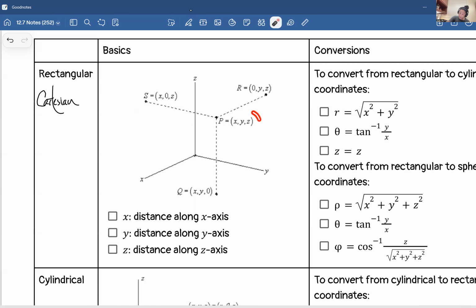So if I want to graph this point P, that is (x, y, z), x represents the distance along the x-axis, y represents the distance along the y-axis, and z represents the distance along the z-axis. And so we go out along the x, out along the y, and out along the z, and that's how we end up with point P.